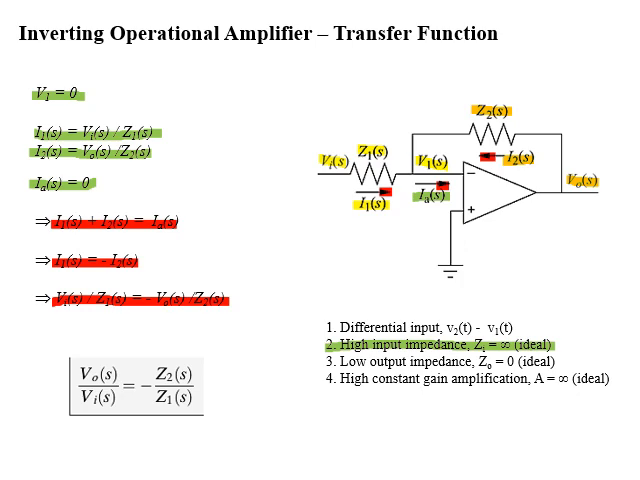Now rearranging these variables will give us our desired transfer function, which is V0 of s over Vi of s equal to minus Z2 of s over Z1 of s. In this, Z2 of s is impedance of feedback path, whereas Z1 of s is impedance of input path.